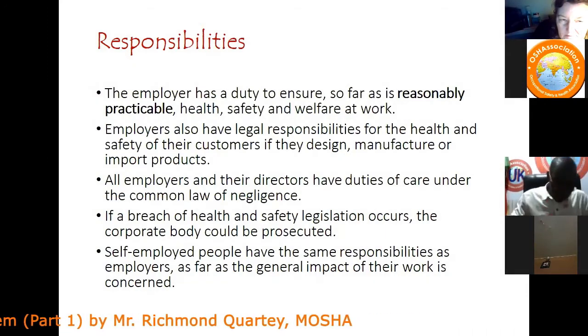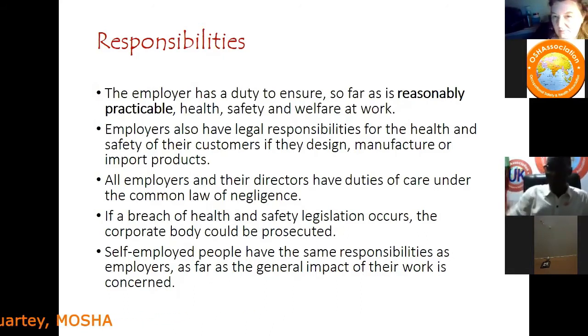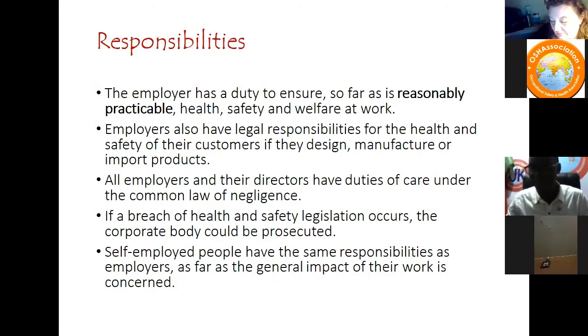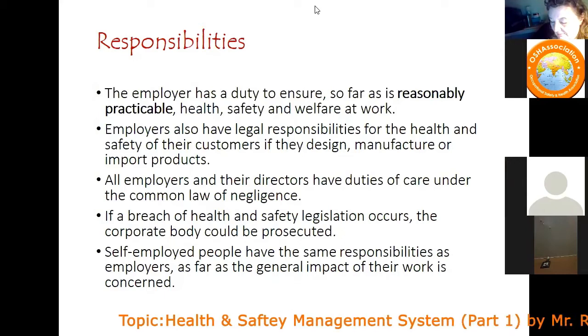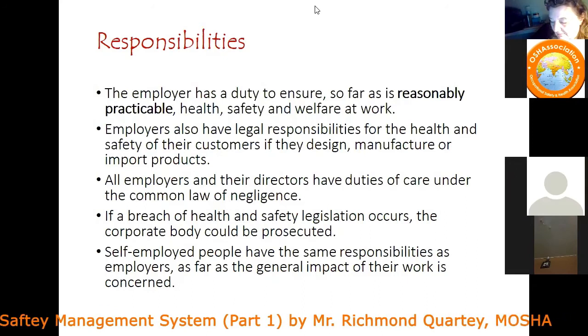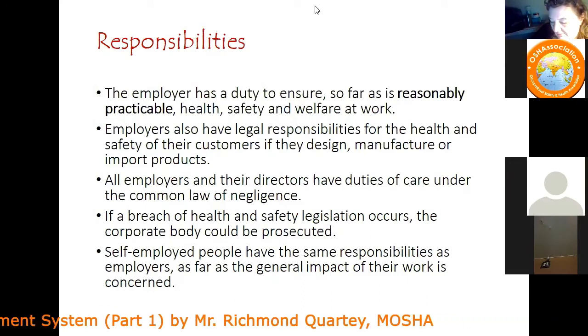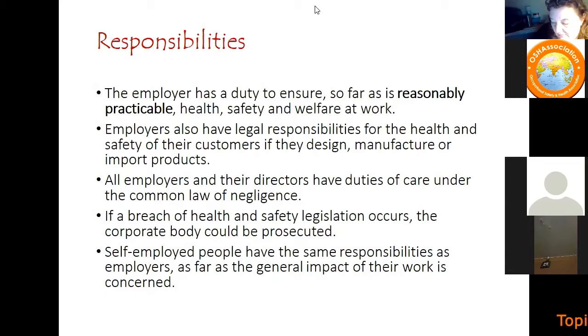Going forward with responsibilities, he's talking about the responsibilities of the employers. He says the employer has a duty to ensure, so far as reasonably practicable, health and safety and welfare at work. You see, in this case, you have to do everything reasonably practicable. And doing something reasonably practicable is part of what we are discussing earlier: putting all measures in place to make sure that the health and safety and the welfare of the workers are put in place.